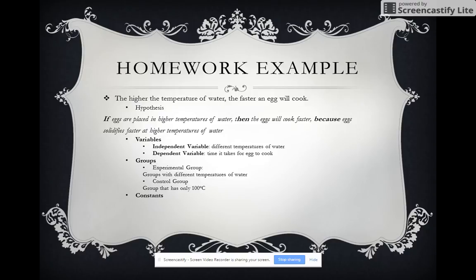So back to your homework. We've done the hypothesis, the variables, and the groups. I have only asked you to do 2 or 3 constants for each one of these scenarios. The constants I chose for this example are the amount of water, the size of egg, and the same thermometer.